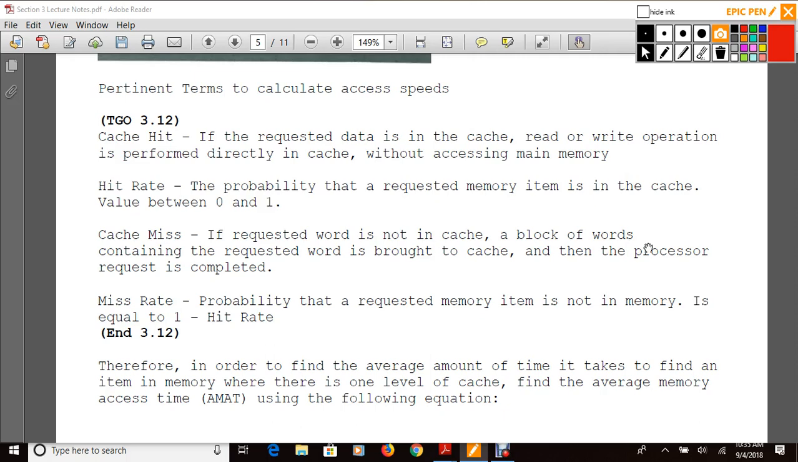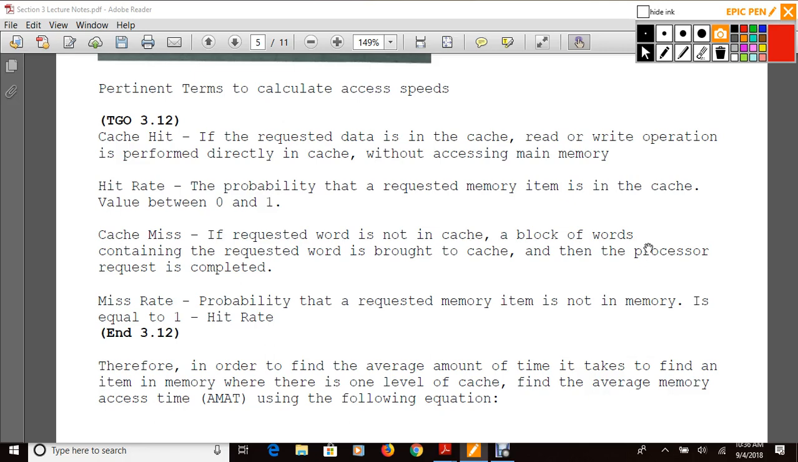if the requested data is in the cache, read or write operations are performed directly in cache without accessing main memory. So I say, where's m? Are you m? You have m. I then swap you in, so that we can complete the operation, right? So that's a cache hit. Your m is supposed to be here, if everything worked out, and you're there.